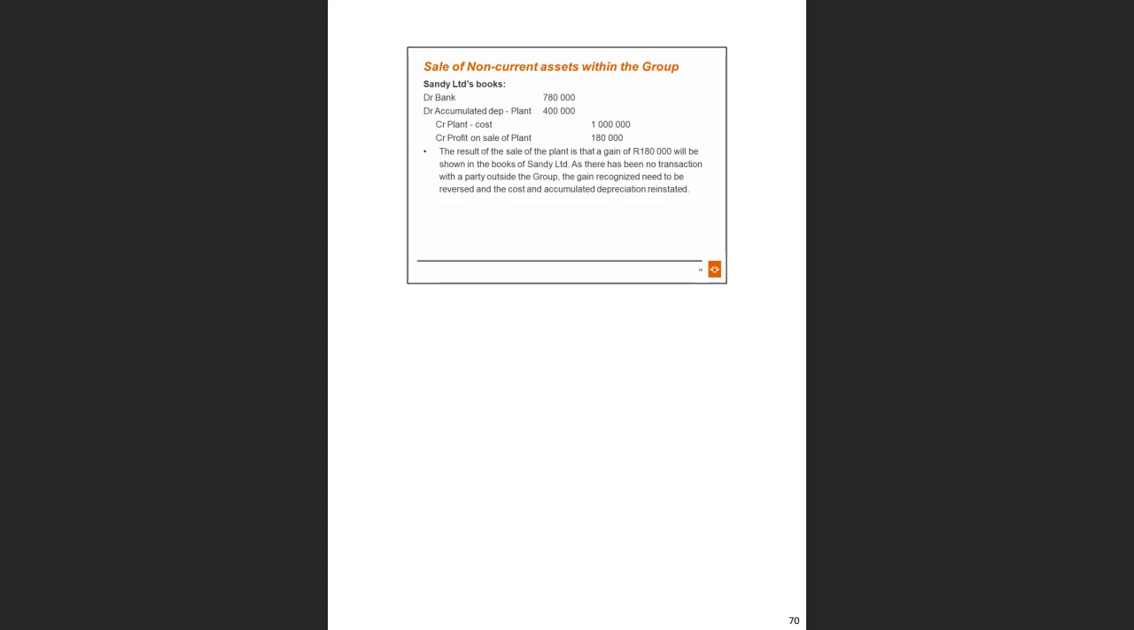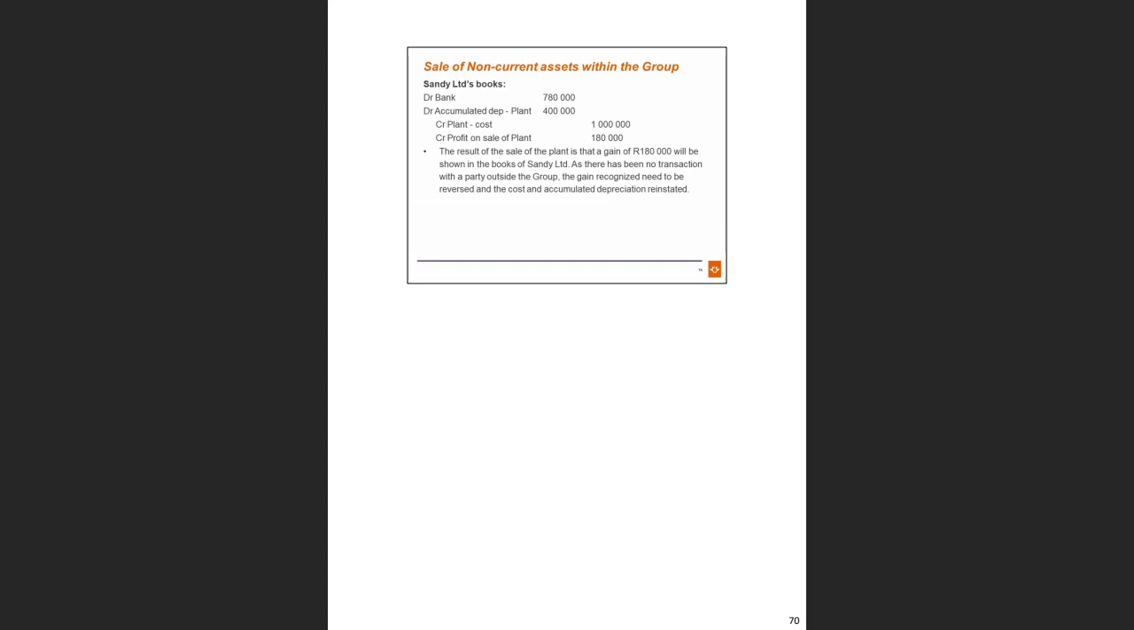So in Sandy's books, Sandy is recording the sale. Sandy is saying debit 780,000 Rand, being the payment into its bank account for this plant. Then Sandy is debiting accumulated depreciation of 400,000 Rand. It is reversing this item in its books. It is crediting the cost of the plant, being 1 million Rand. It is basically reversing the carrying amount of this plant out of its books.